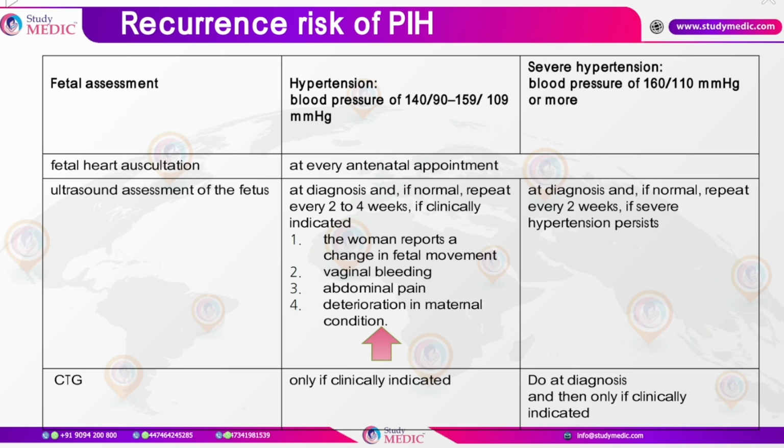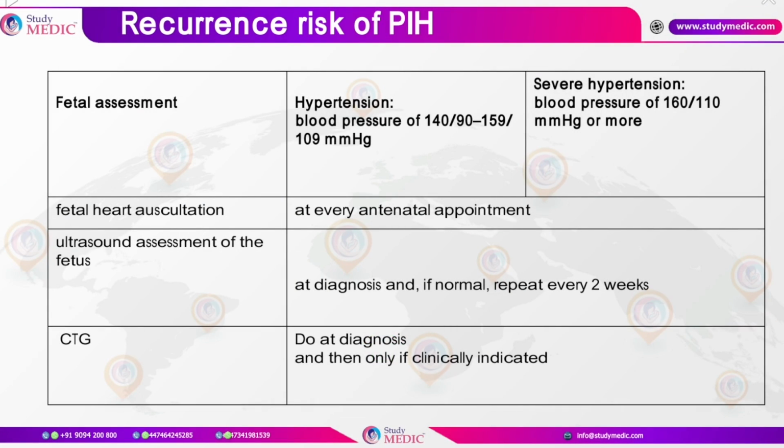Before that, just understand fetal assessment in the mild, moderate, and severe categories. If it is mild or moderate, then ultrasound assessment of the fetus at diagnosis, and if normal, then we need to repeat after 2 to 4 weeks if clinically indicated, for a woman who reports a change in fetal movement, vaginal bleeding, abdominal pain, or deterioration of the maternal condition. But in the severe category, if it is normal, then it has to be repeated every 2 weeks.